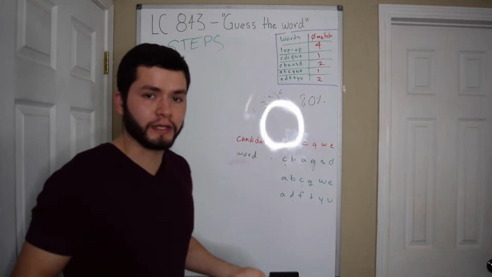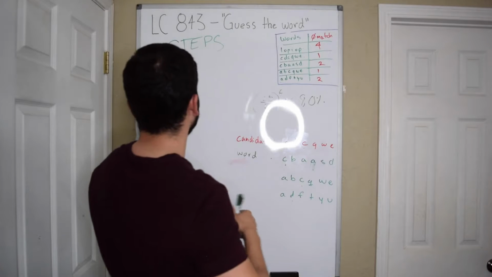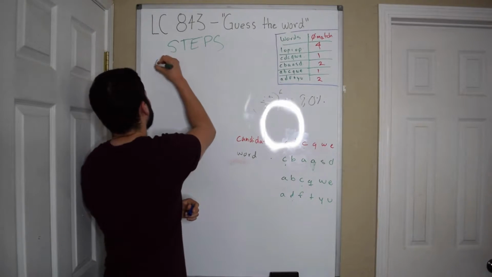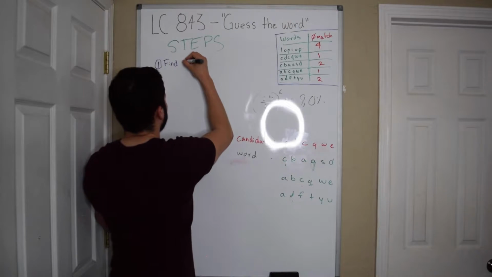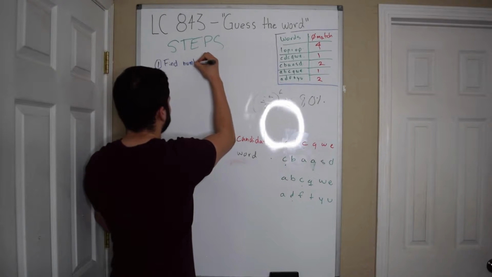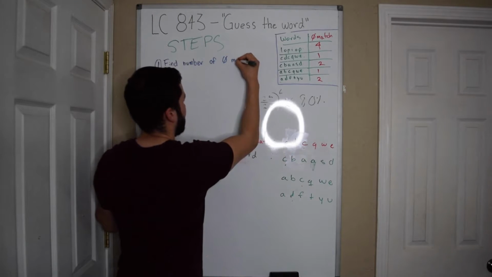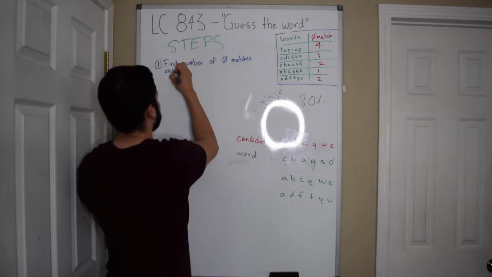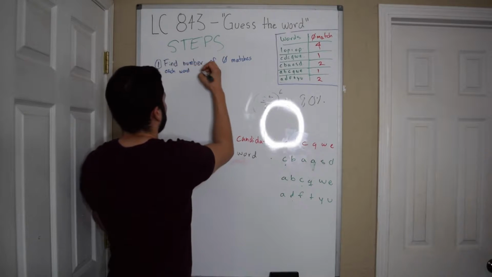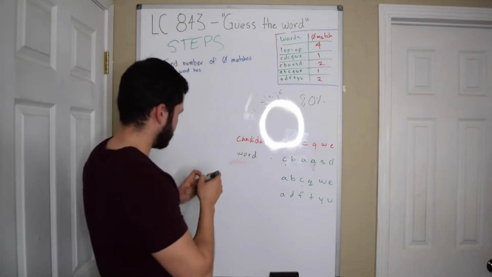That is pretty much the idea, and we can write it on our steps so we can follow it later on. So first, find the number of zero matches each word has in respect with the others.